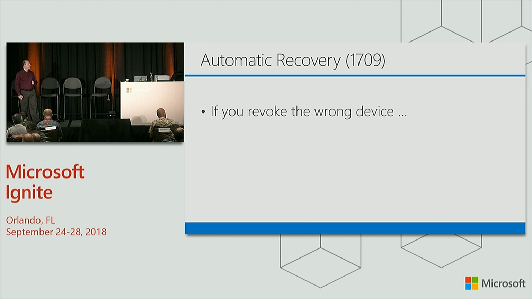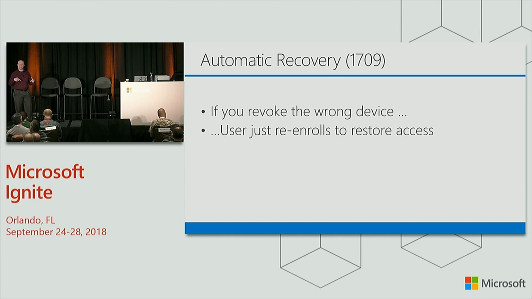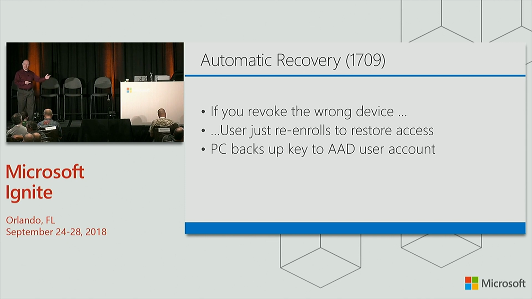Automatic recovery. Your end users are not the only ones who make mistakes. If you click the wrong thing and revoke the wrong device, that could lead to a lot of time loss. The fix is in for 1709. We back up a key to the user's account so that when they re-enroll, like I'm going to have to do after this talk, I get access to all my data again.